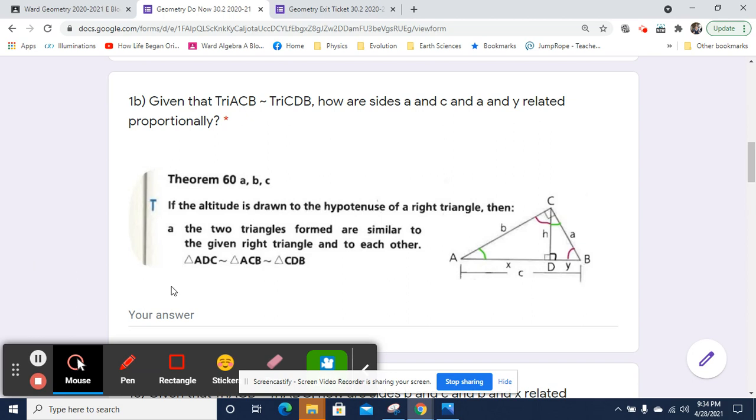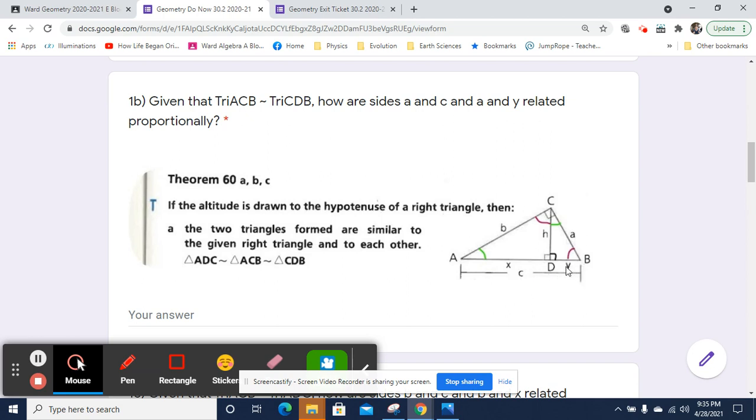So since triangle ACB is congruent to triangle CDB, how are sides A and C and A and Y related? Okay, so we're looking at triangle ACB, the big one, and we're looking at this little partial triangle down here, okay? We want to look at AY and A and C, okay?